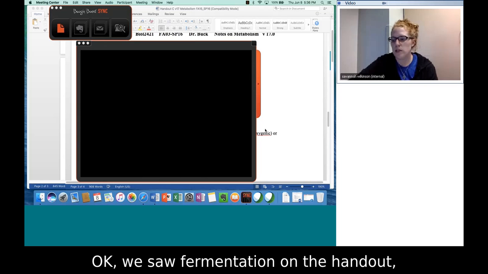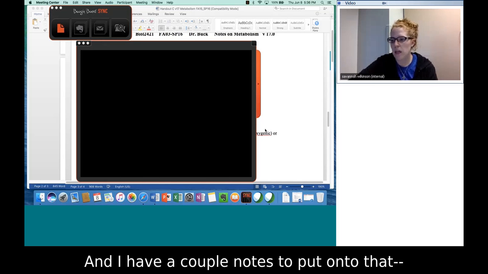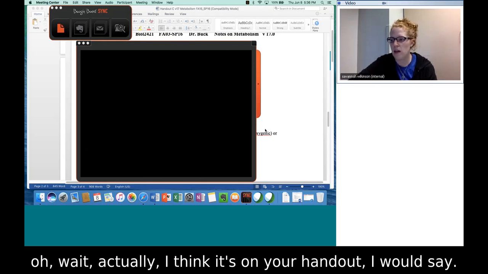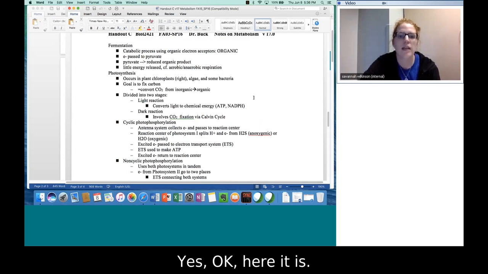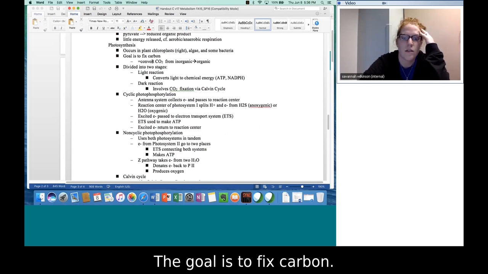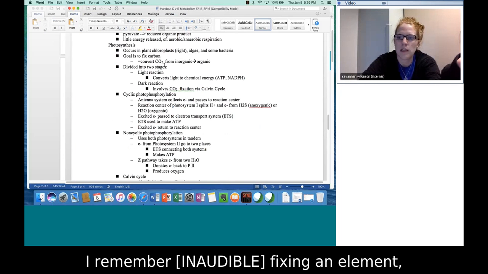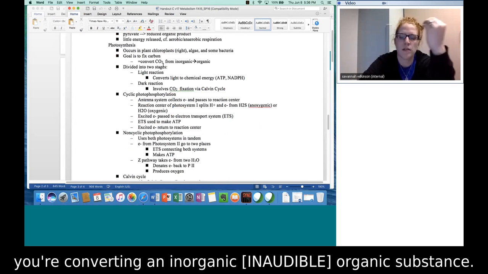We saw fermentation on the handout, and now we pretty much have photosynthesis left. I have a couple notes to put onto that. Oh, wait, actually, I think it's on your handout. Yes, okay, here it is. I don't need to write this out. Occurs in plant chloroplasts, algae, and some bacteria. Goal is to fix carbon. Remember, I said whenever you're fixing an element, you're converting it from inorganic to organic. You're converting an inorganic substance to an organic substance.